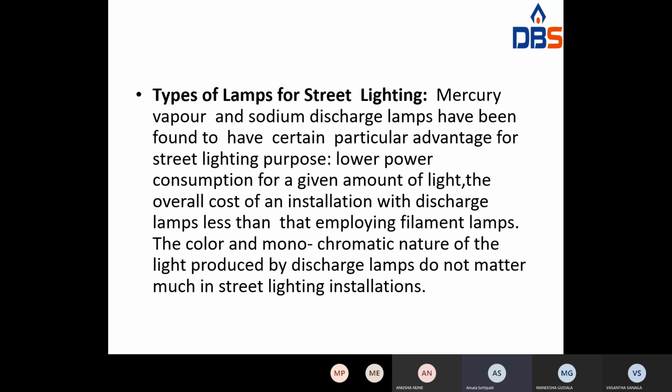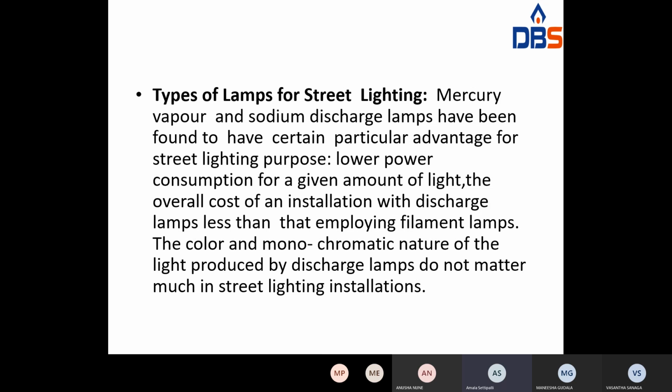Next is the types of lamps used for street lighting. Here you mainly have to use discharge lamps. Mercury vapor lamps and sodium discharge lamps have been found to be of particular advantage for street lighting purposes. In street lighting you have to use different colored lights. The coloring of the light occurs in discharge: whenever you discharge different types of gases, you get different colors. That's why mercury vapor and sodium discharge lamps have been found of particular advantage for street lighting.